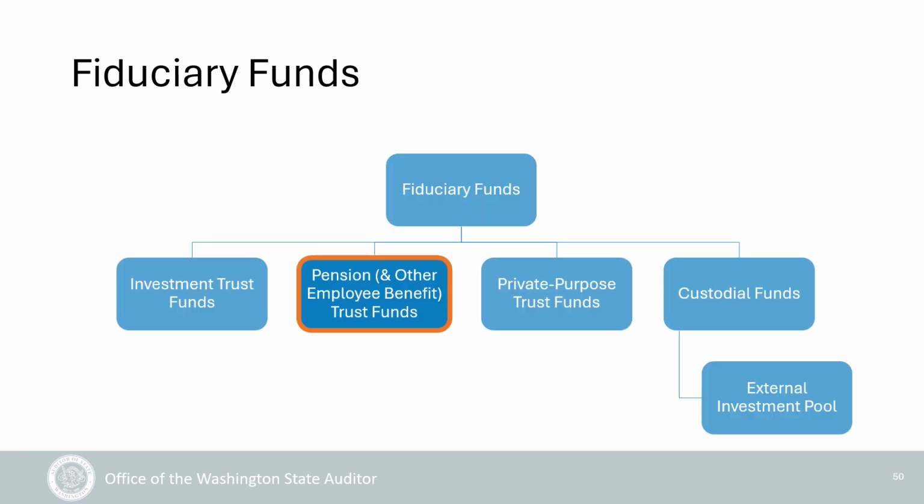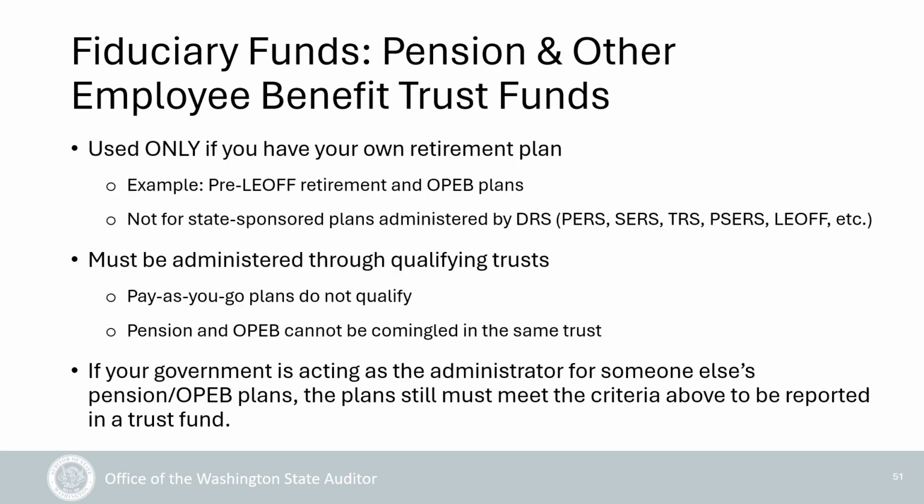Our next fiduciary fund type is the pension and other employee benefit trust fund. These funds are only used if you have your own retirement plan or other post-employment benefit plan, such as pre-LEOFF 1 pension and OPEB plans. Do not report any of the DRS plans in your pension trust funds, since these are not your government's plans. These plans must meet the requirements of a qualifying trust or similar agreement. Pay-as-you-go plans do not qualify.